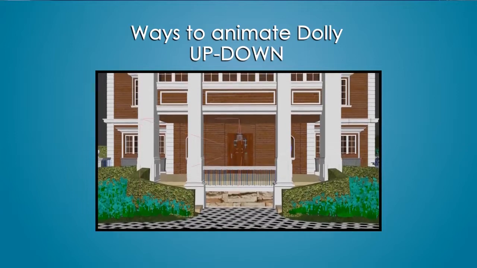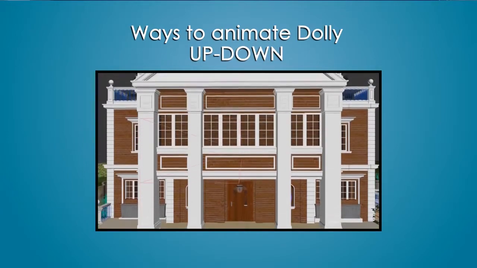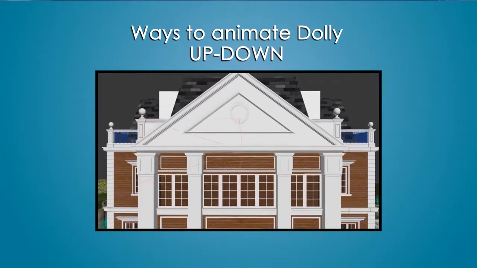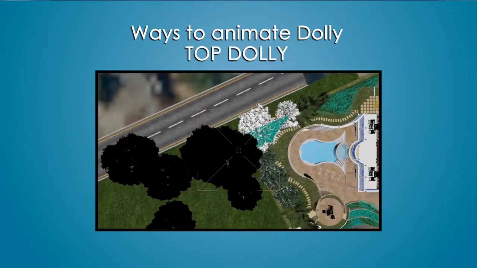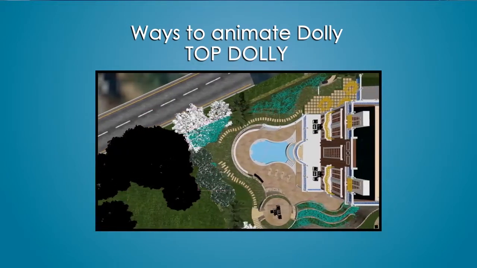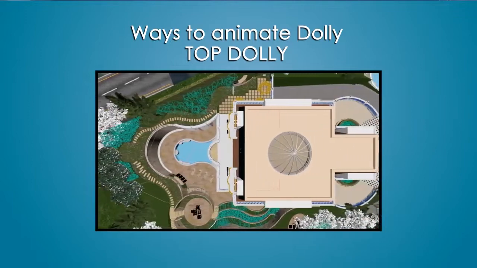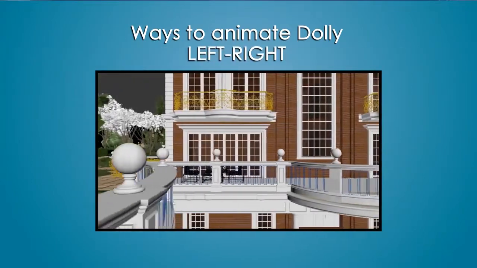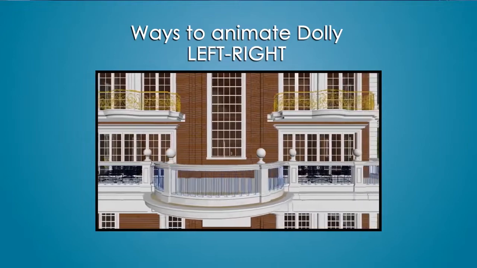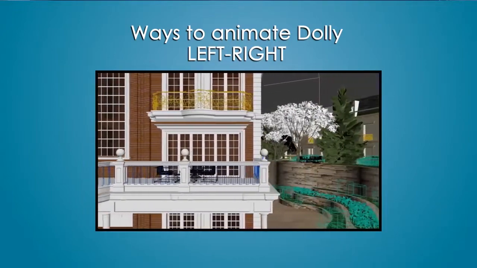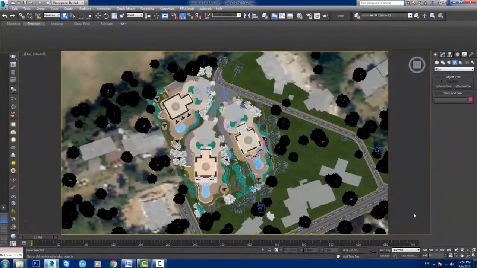Up-down movement, usually showing the beauty of the elevations or side views of our buildings. Top dolly shows the beauty of the layout, design, and the landscape. Left-right dolly can show both the beauty of the building and the landscape as well. Let's open our project and see how we can use our dolly in a project like that. Well, I will try the first type, the up-down movement here, to show the beauty of the elevation.